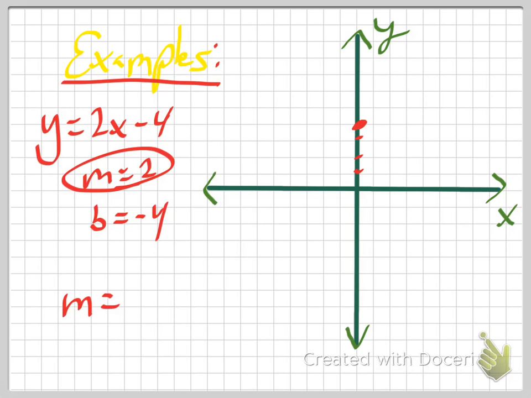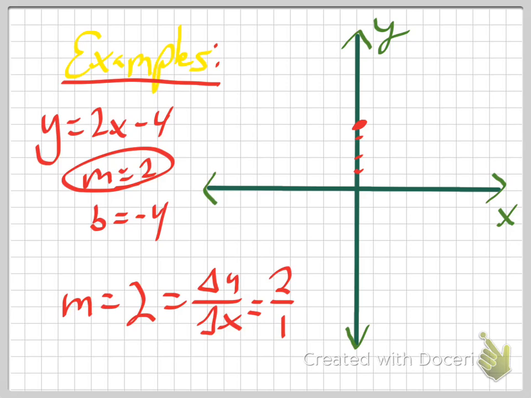Let's talk about the slope of 2. The slope of 2 is equal to the change in the y over the change in the x. Now, hold on a second. That's not actually a fraction, is it? 2 is not a fraction, so let's change it into a fraction. Let's make it 2 over 1. Agreed?